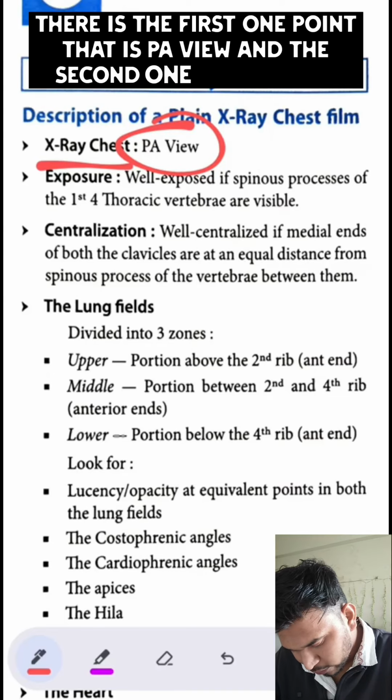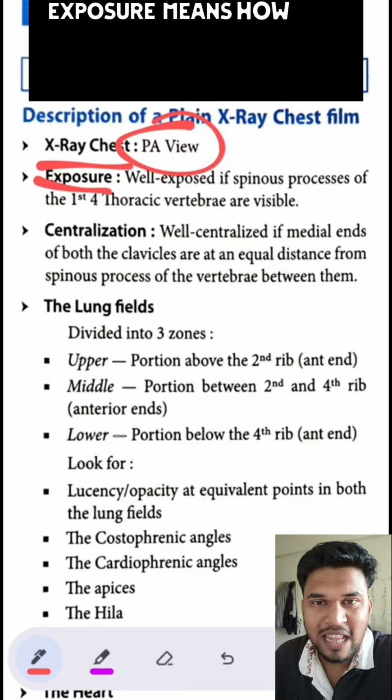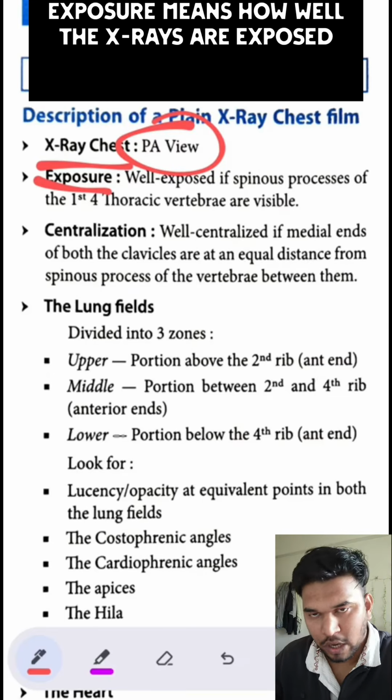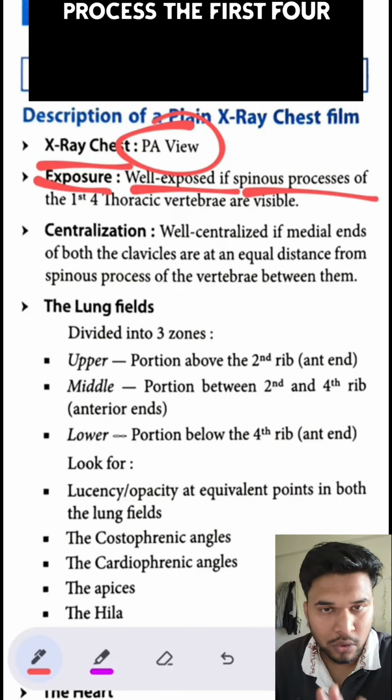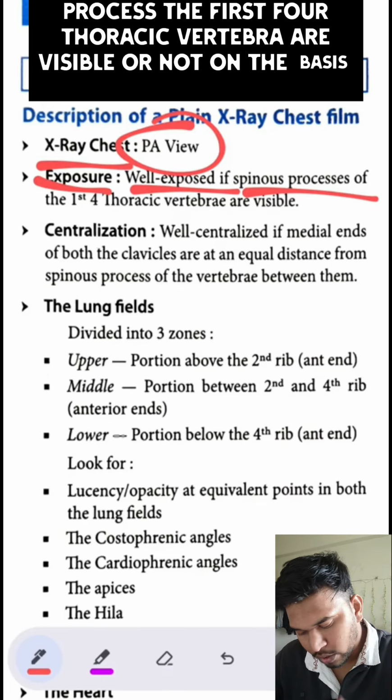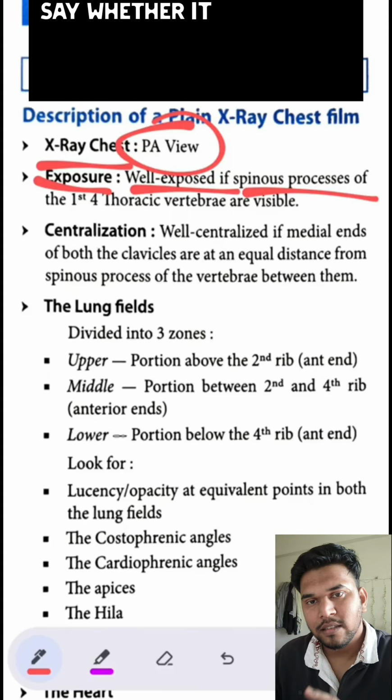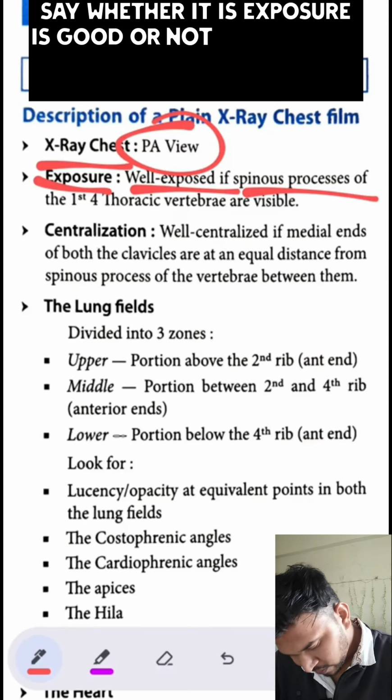And the second one is exposure. Exposure means how well the X-rays are exposed, right? A well exposed X-ray means the spinous processes of the first four thoracic vertebrae are visible. On the basis of that, we will say whether the exposure is good or not.